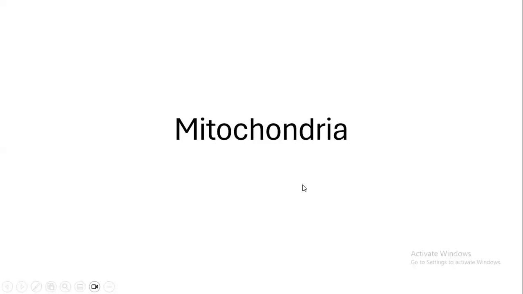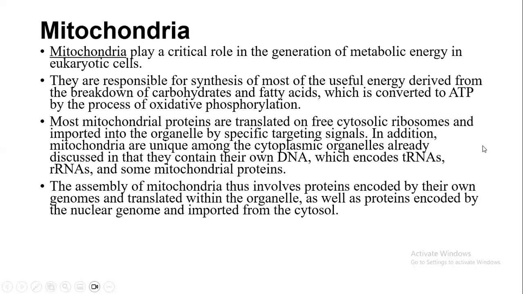Hello students, in today's class we are going to learn about mitochondrial structure and function. So mitochondria play a critical role in the generation of metabolic energy in eukaryotic cells. They are responsible for the synthesis of most of the useful energy derived from the breakdown of sugars and lipids, and they convert it into a usable form of energy, that is ATP, which is generated by oxidative phosphorylation.